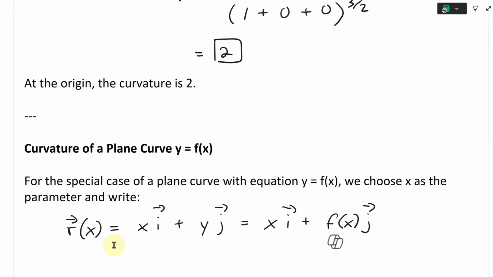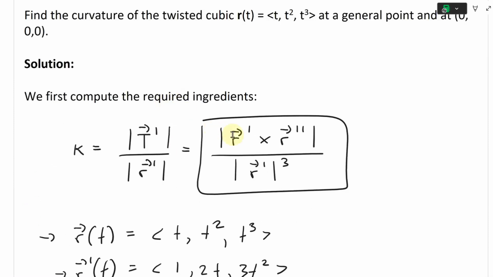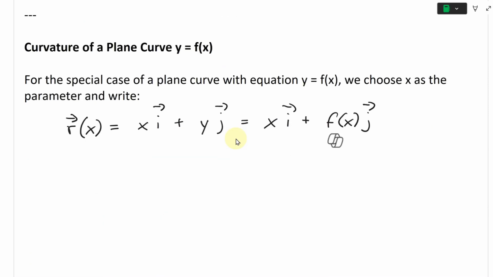Alright, so now the next step is we need to take the derivative, because again, we want to find the derivative right here, and then we'll take the cross product and so on, and then divide by the magnitude of the first derivative cubed, and so on. So we need to take the magnitude of the cross product. So to get that, we need to get the derivatives.